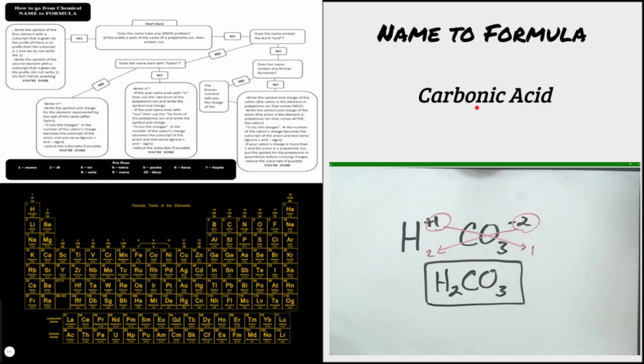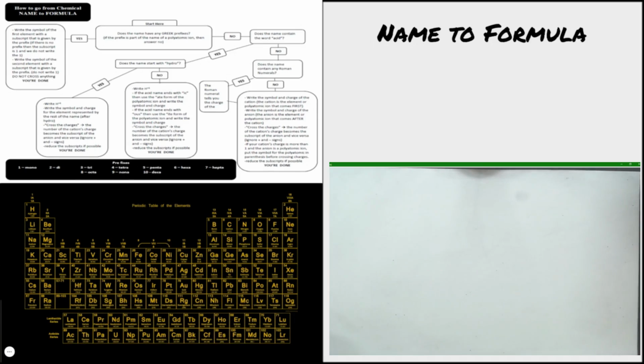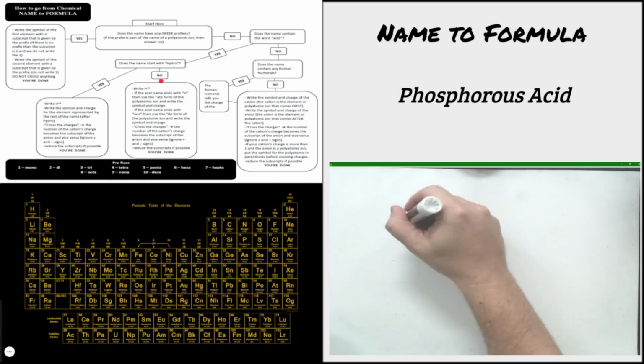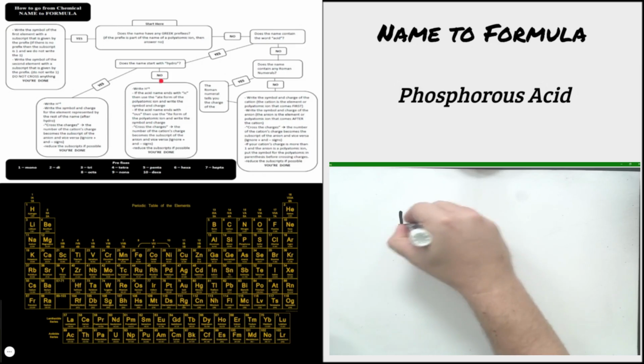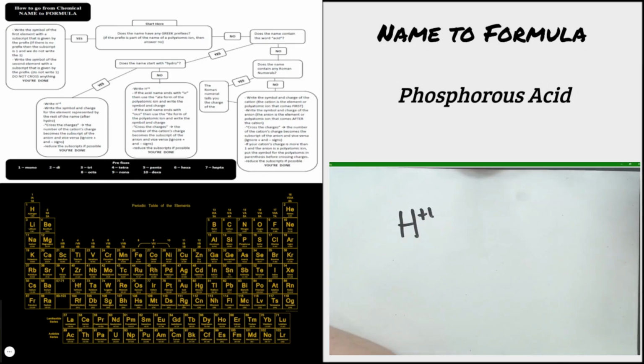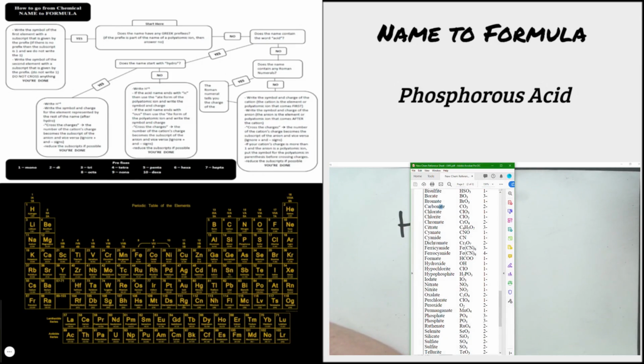All right, so let's look at another example of nomenclature. We have phosphorous acid. So does the name contain any Greek prefixes? No. Does it contain the word acid? Yes. Does it start with hydro? No. So it doesn't start with hydro, so I know that it's going to be a polyatomic ion. So I'm going to go ahead and pull up my polyatomic ion list, and this time it's phosphorus. Okay, so I'm going to be looking for that.